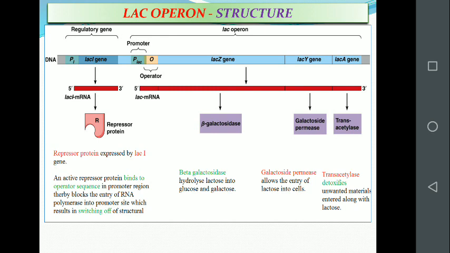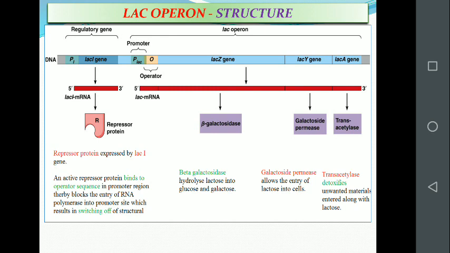Okay, if there is no repressor molecule on the operator, then what happens? RNA polymerase simply moves along the DNA and transcribes the structural genes. Okay, so once we add lactose to the medium, then what happens?